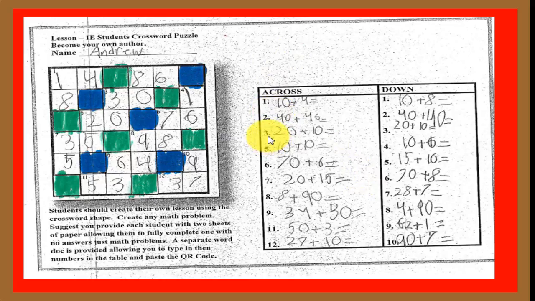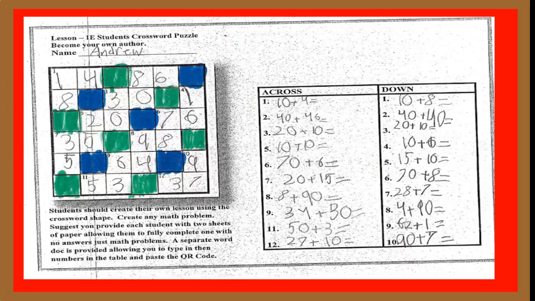Let's look at this one. Number 3 across is 20 plus 10. So we have 30. So this person has a pretty good idea what's going on. Here's number 5 down. 15 plus 10. 15 plus 10 is 25. Very good. So this person is able to do some numbers, but we don't have anything really. Well, here we do. 10 down is 90 plus 7, and we have 97.